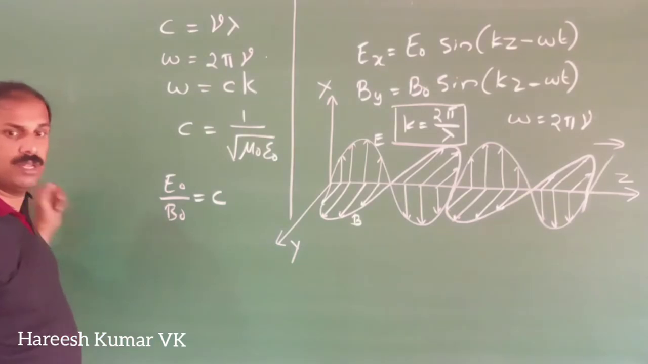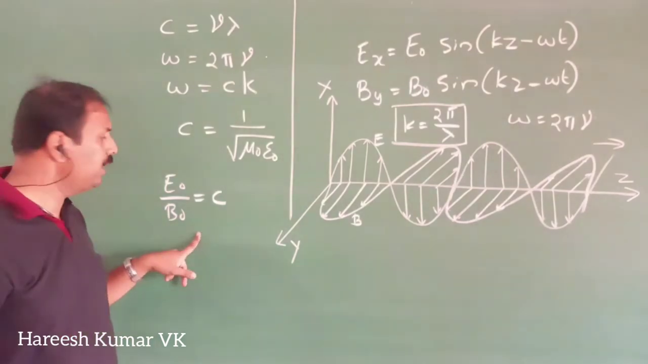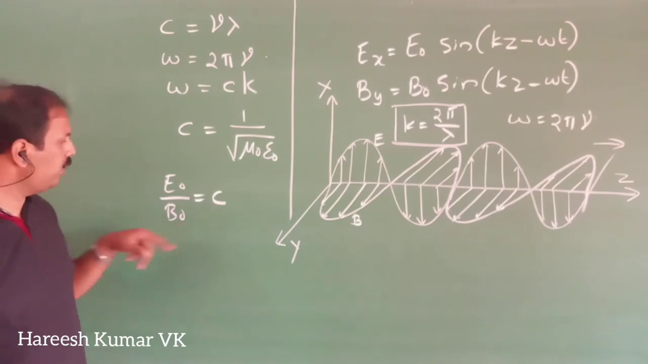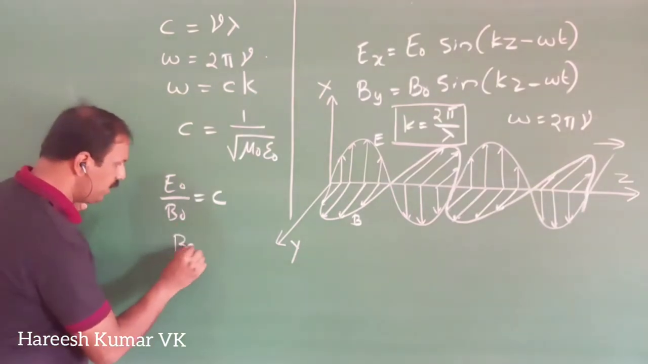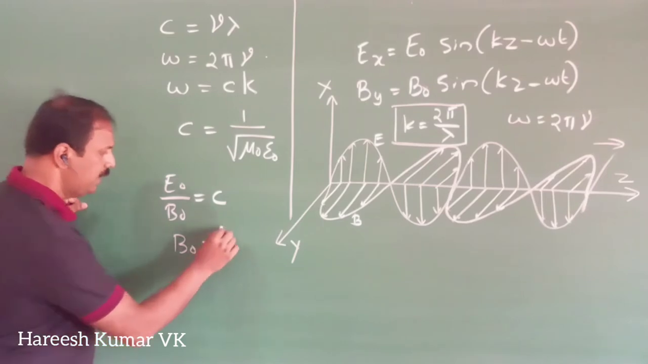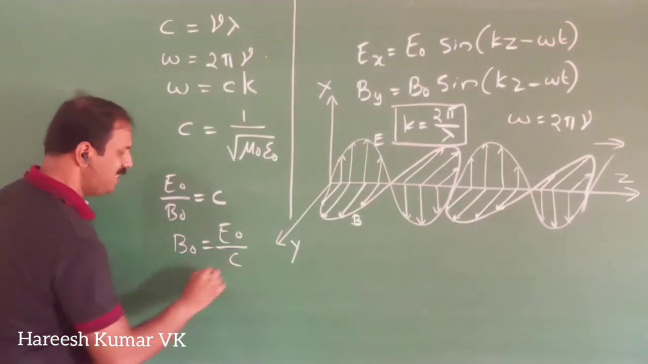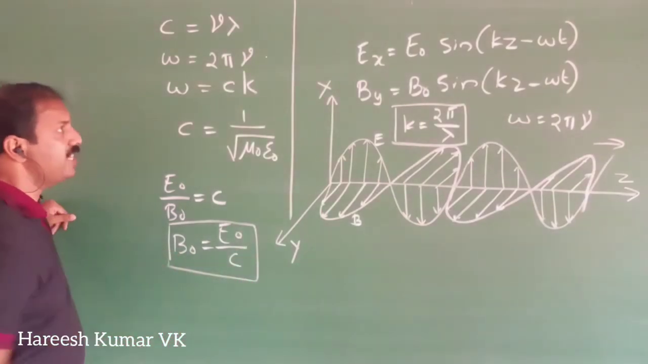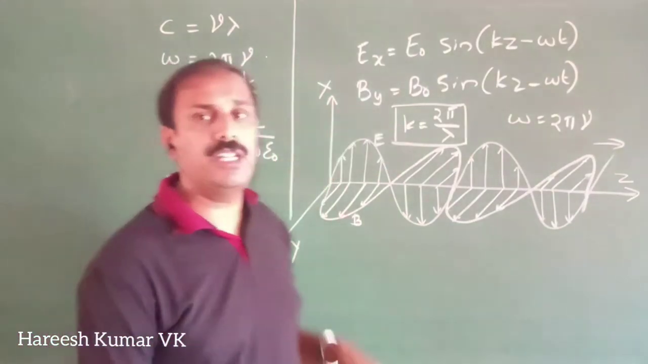In the case of our vacuum. If it is any other medium, then that velocity V you have to take. Or you can write B0 is equal to E0 by C. So B0 you can get like this. You can use this equation. Okay, so the ratio of the electric field and magnetic field is C.